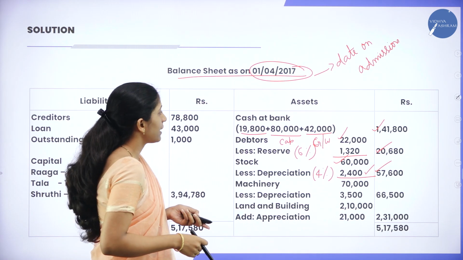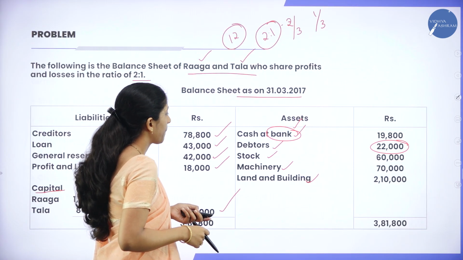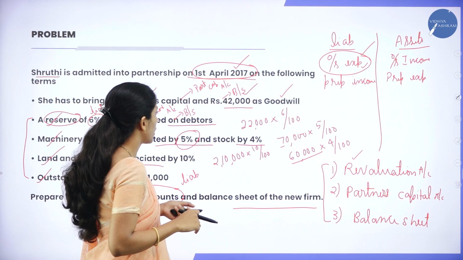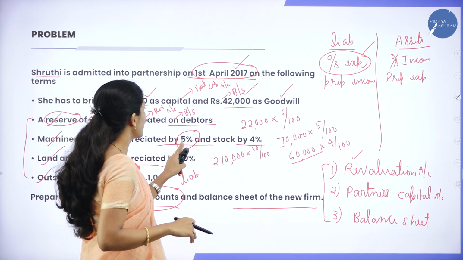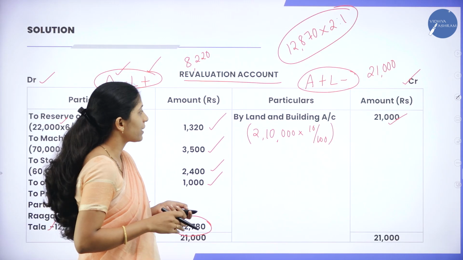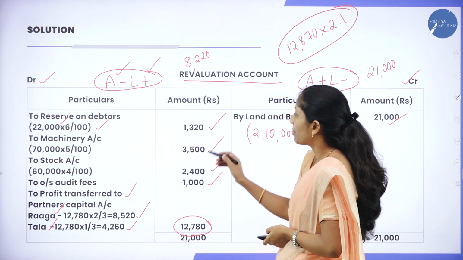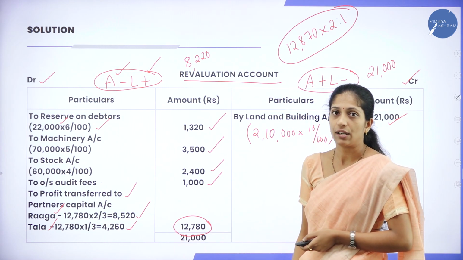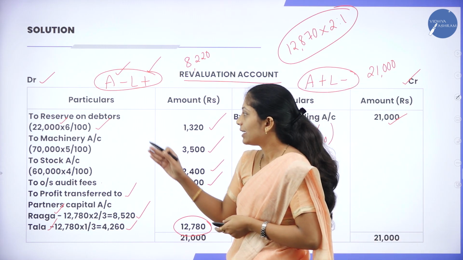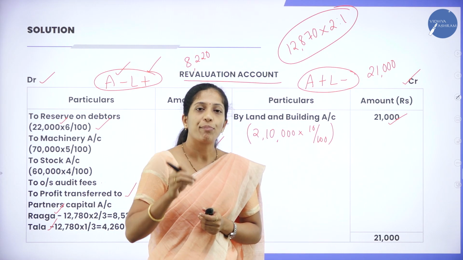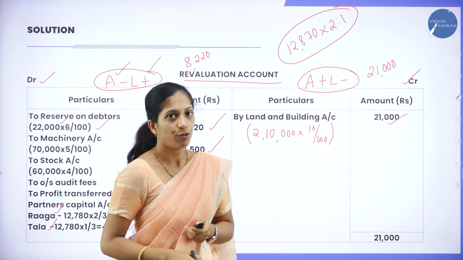In the same way, the next item is machinery 70,000. There also there is a depreciation. Depreciation on machinery is how much? 5%. We had already calculated and written it in the revaluation account. So machinery, how much is 5%? 3,500. So depreciation has to be deducted. So 70,000 is the machinery value minus depreciation 3,500.